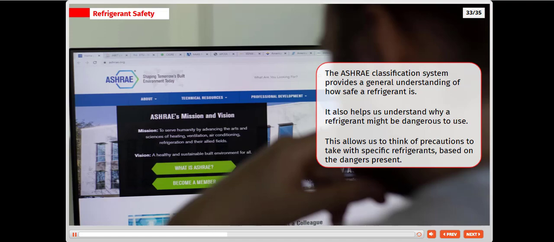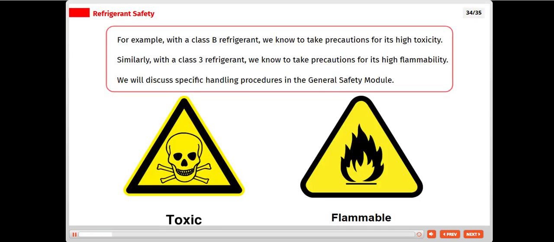It also helps us understand why a refrigerant might be dangerous to use. This allows us to think of precautions to take with specific refrigerants, based on the dangers present. For example, with a Class B refrigerant, we know to take precautions for its high toxicity. Similarly, with a Class 3 refrigerant, we know to take precautions for its high flammability. We will discuss specific handling procedures in the General Safety module.